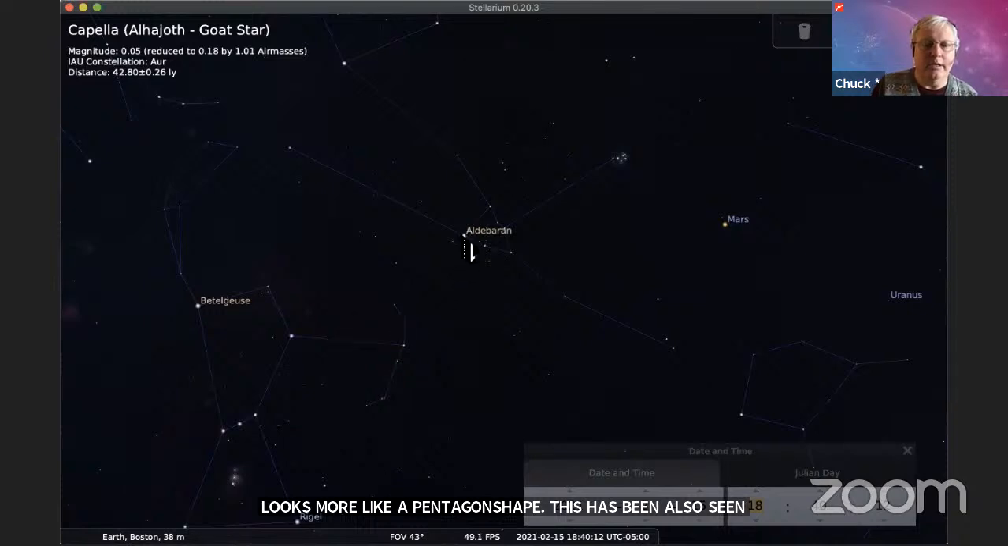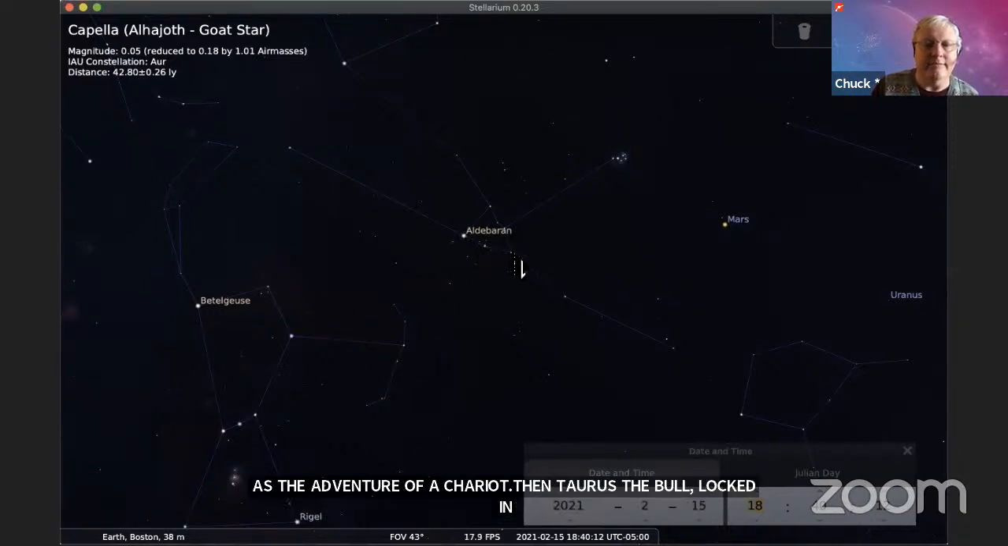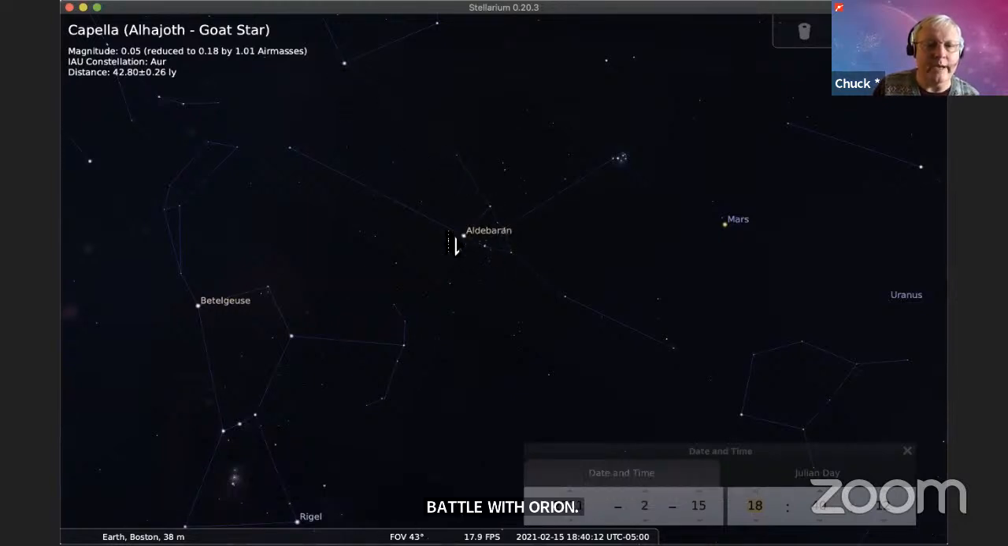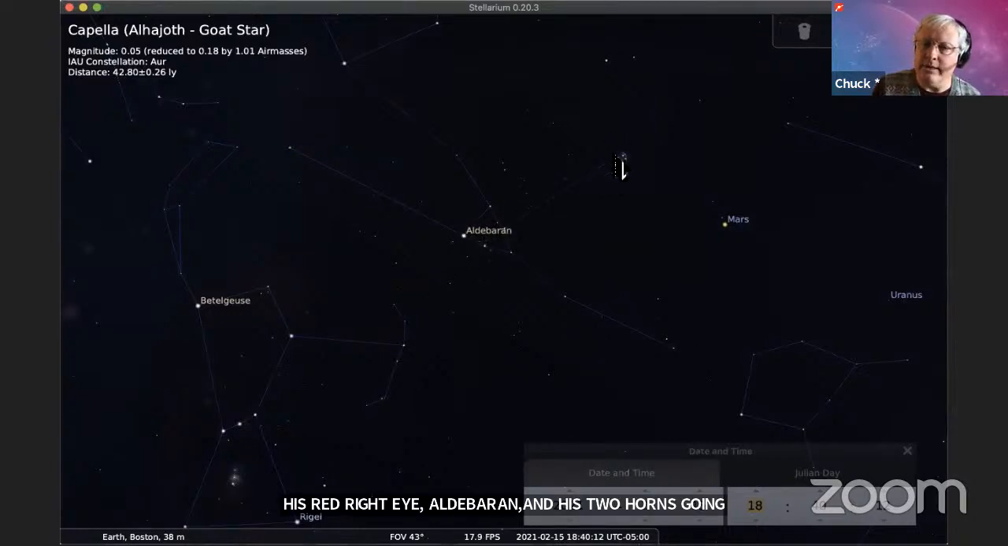So his red right eye, Aldebaran, is in a V-shaped group of stars called the Hyades, the face of the bull, and his two horns going straight up, which bull's horns don't normally do, but whatever. So what has sparked Taurus's anger, and why is Taurus angrily charging Orion? Well, look at this group of stars right here. That is a group of stars. Anybody know what that is?